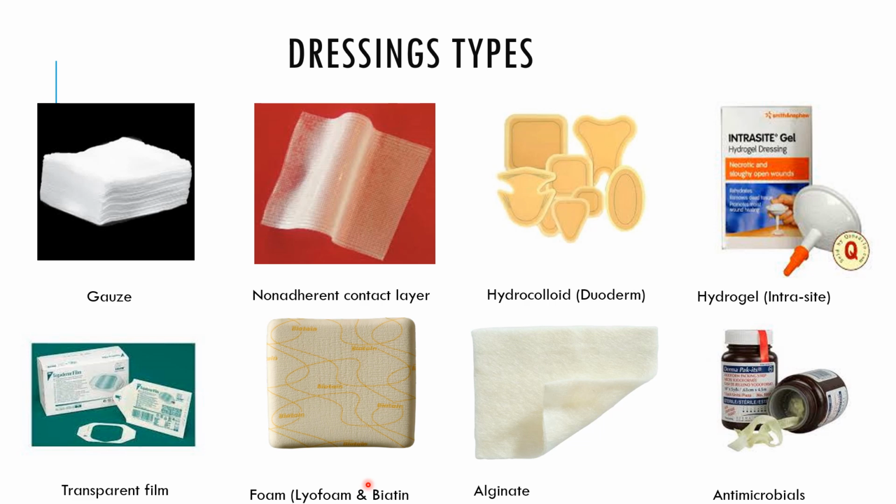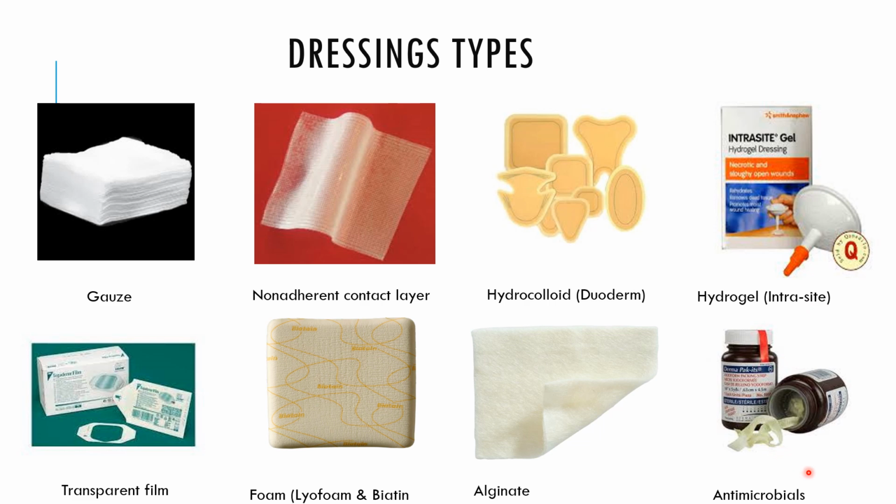And then there is an alginate. They could be silver alginate, calcium alginate. You need an order to use this dressing. You cannot just go ahead and put on any dressing. And next is a hydrogel, like Intrasite. It is usually used for debridement.